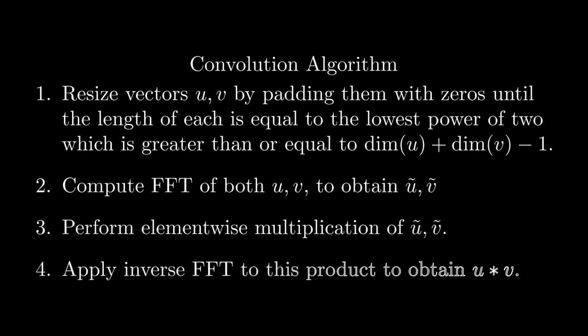Using these results, we can now formulate a more efficient algorithm for convolution. First, we resize both our vectors by padding them with zeros until the length of each is equal to the lowest power of 2 which is greater than or equal to the sum of the lengths of the original vectors minus 1. This ensures that we can perform FFT on these vectors whilst also allowing enough space for the final result. Second, we perform element-wise multiplication between the vectors. Lastly, we apply an inverse FFT to this product, giving us our final result. Since the FFT computations dominate the runtime of this algorithm, we simply have that the worst-case time complexity of this convolution algorithm is theta of n log n.